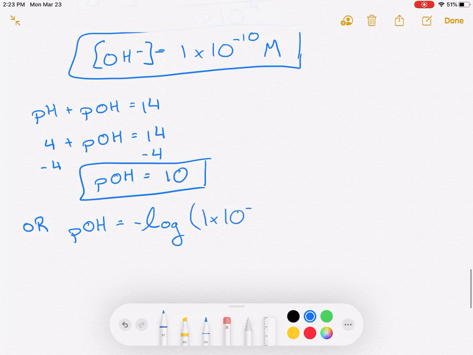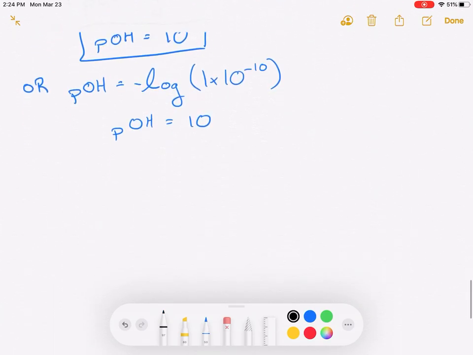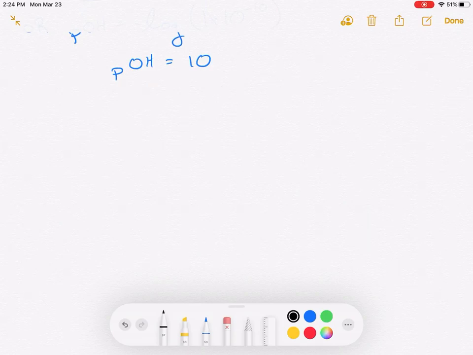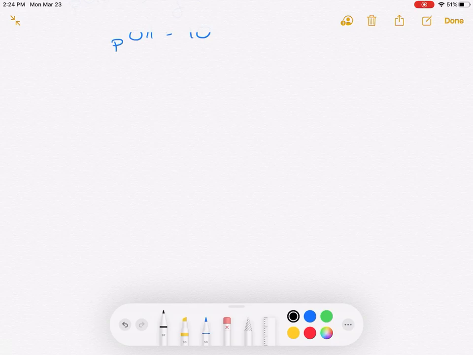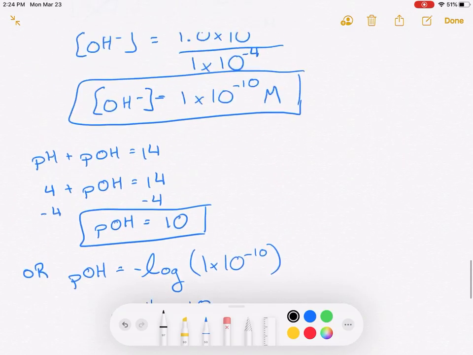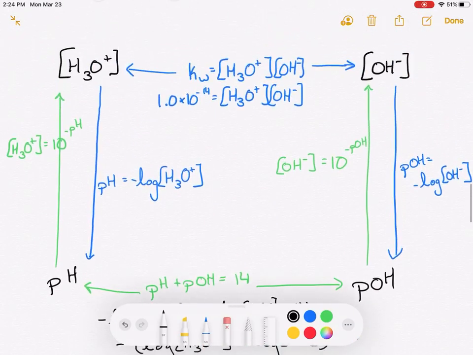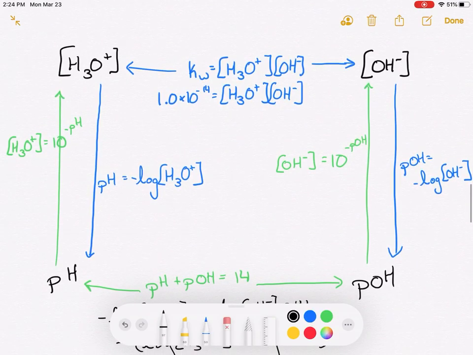So pOH equals the negative log of 1 times 10 to the negative 10, which is still equal to 10. Woohoo! It's the same thing. So you can go multiple ways about this. It doesn't really matter which way you go as long as you are still following correct rules of math. Okay, so that's generic finding pOH, pH, concentrations of your hydronium ion and concentrations of your OH ion.